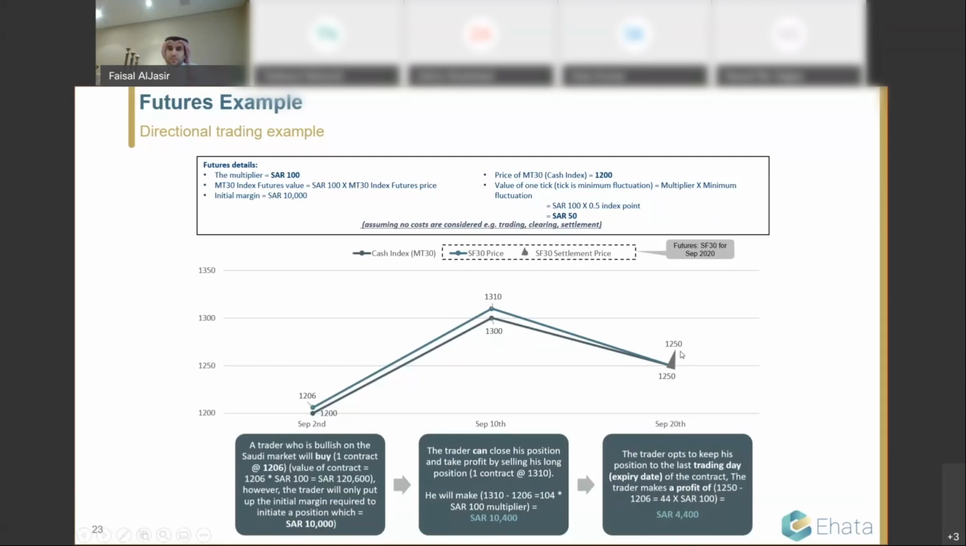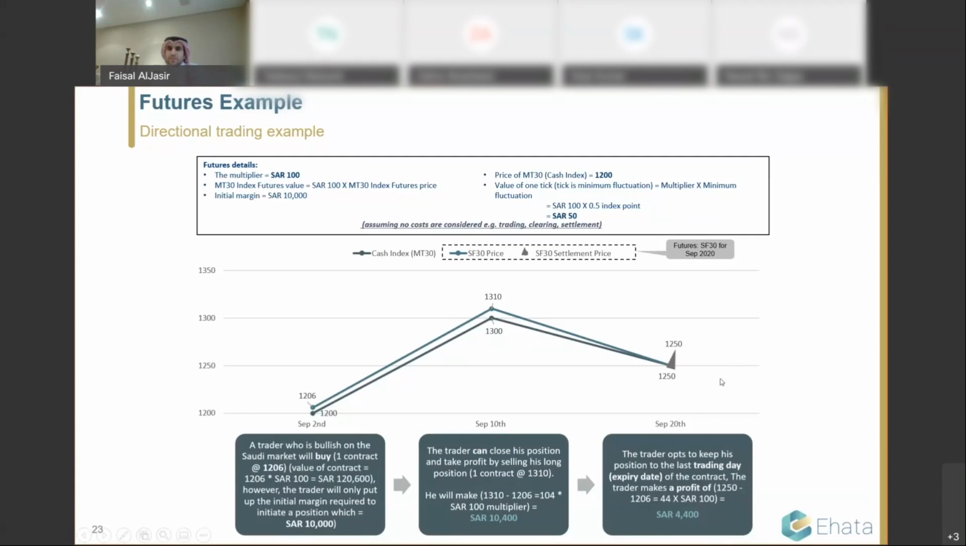Remember the concept, the spot-forward convergence. That's the same concept here. You will find that future prices, when very close to expiry, converge and become very much around zero difference when compared to the spot market or cash market.